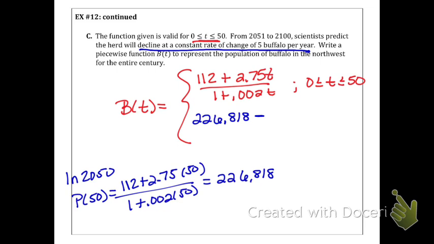226.818, and they said it's going to decline by 5 buffalo per year. And they said this is good for 50 less than t, less than or equal to 100. And so there's our piecewise function that'll take care of that entire century.